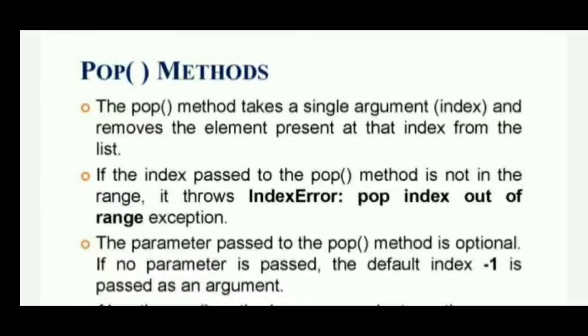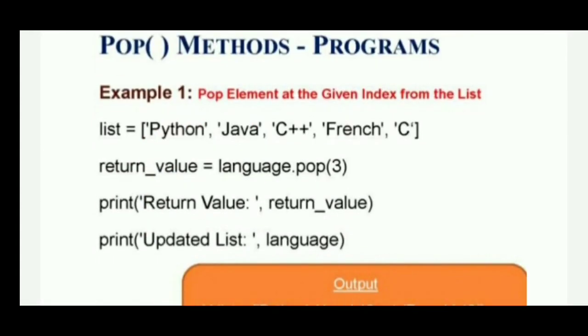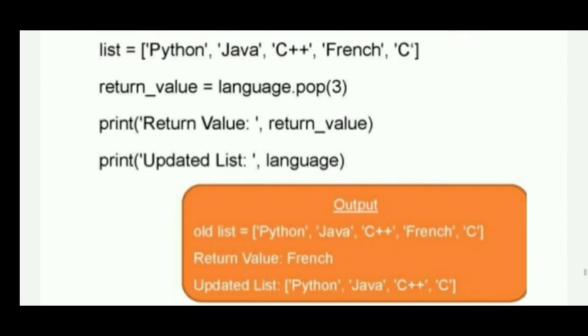Next one, the pop method. We have seen the pop method removes the last element from a list at one time. The second time you apply it, it will take the last element again and display it. In the pop method example you can see the list Python, Java, C++, French, C, and the return value language.pop(3). It means it will remove the element at index 3. So the answer is French because 0 1 2 3. At 0 position there is Python, at 1 position there is Java, at the second position there is C++, and at the third position there is French. That's why it will remove the element present at index 3.